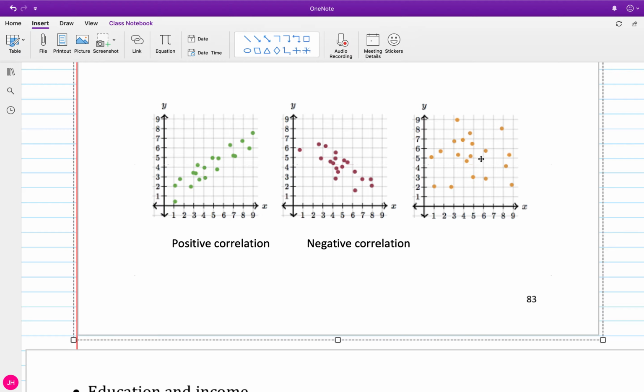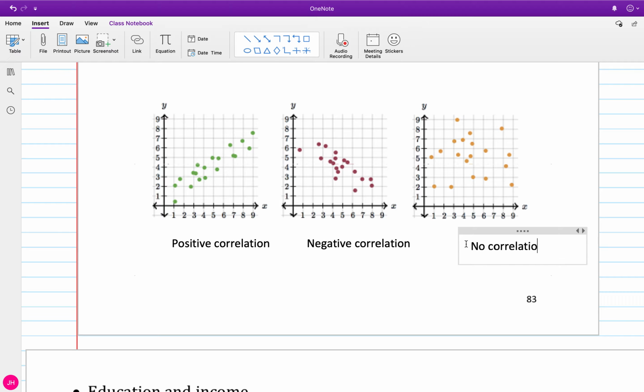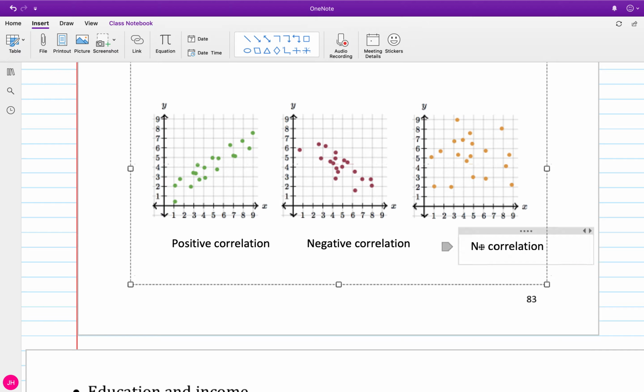Now my last data set here, I read from left to right. I don't really see a clear correlation. Some of the dots are going up and some of the dots are going down. It just kind of looks like they're scattered everywhere. So we'd actually say that this guy has no correlation whatsoever. So our first goal is to be able to classify different graphs as either positive, negative, or no correlation.